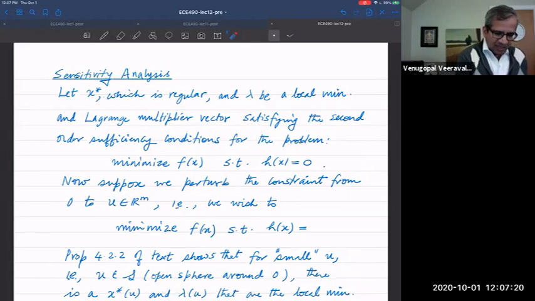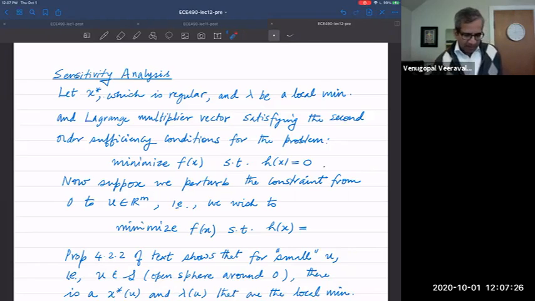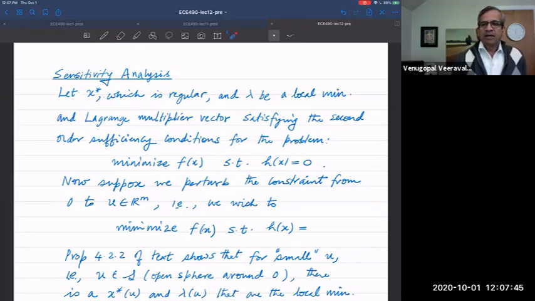So let's talk about how that change is related to Lagrange multipliers for equality constraint problems. Here's the idea. Let's say we have x star, which is regular, and lambda. They are the local minimum and Lagrange multiplier, satisfying the second order sufficient conditions for the optimization problem. Now, suppose we perturb the constraint from 0 to u.